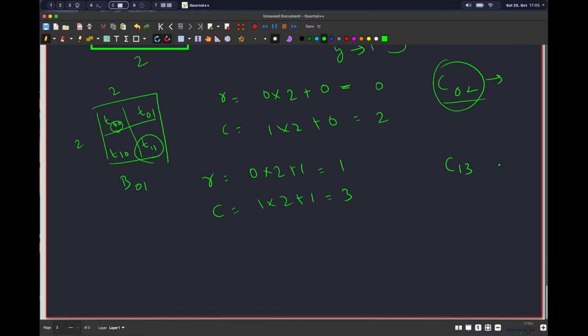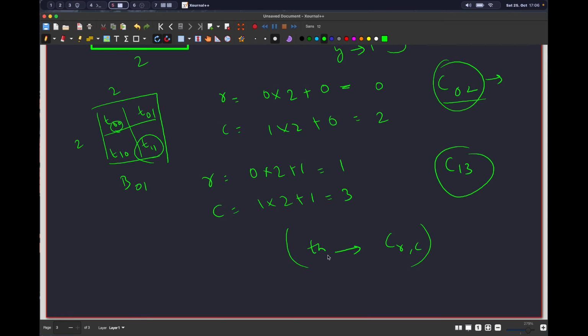I hope I'm correct with this calculation. Right. And you can also try to do it on your own for all the elements and understand which thread will calculate which R comma C element of a particular output matrix C.